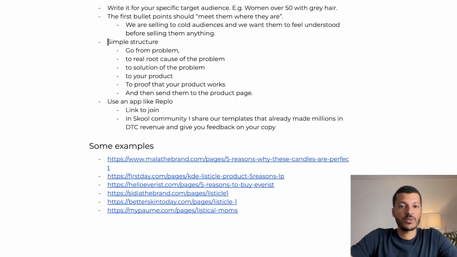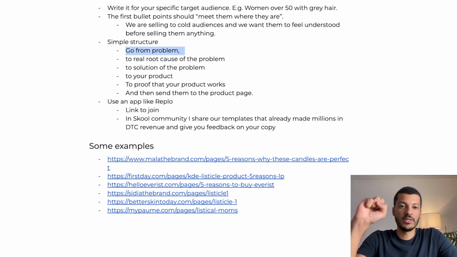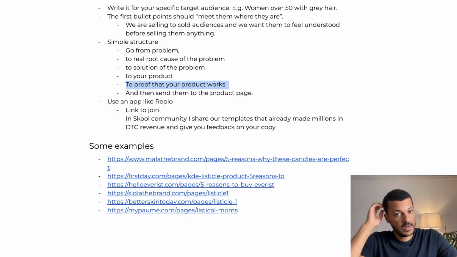So a very simple structure is that you hook them in with the problem, make them feel understood. Then you reveal the real root cause of the problem, right? This could also be in the first paragraph, depending on how you write it. Then you present the solution to the problem, or to the real root cause. Obviously, you present your product, then you can talk about the ingredients, what makes your product special, and you will add proof that your product actually works, right? And ultimately, you send them to the product page, obviously, or whatever you want to send them to.